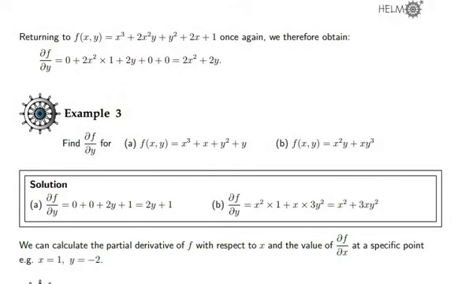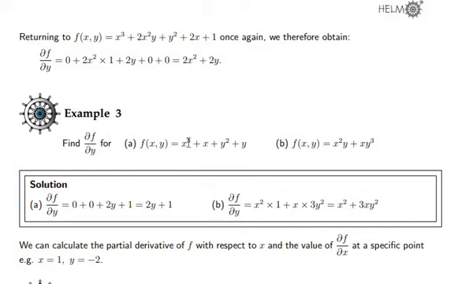Now, next example we will move to for finding del f by del y for the problems A and B. So if number A represents what? f of x y equal to x cube plus x plus y square plus y. So what is del f by del y?